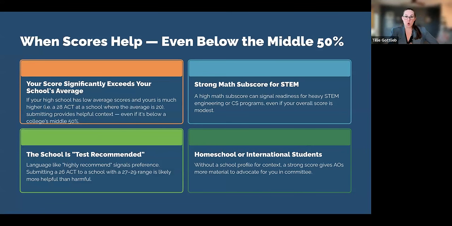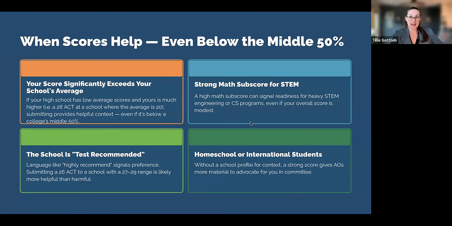For my STEM folks, we are seeing a trend right now that if you have a high math subscore, that can signal readiness if you're particularly going into very heavy STEM, engineering, CS programs that are highly competitive, even if your overall score is modest. So if you haven't done as well in the verbal as you were hoping, but that math subscore is stellar, you may want to submit the overall score.